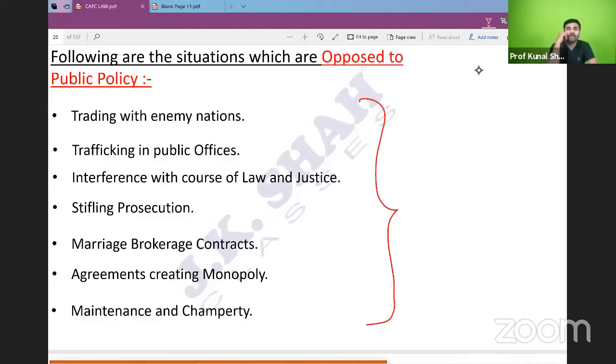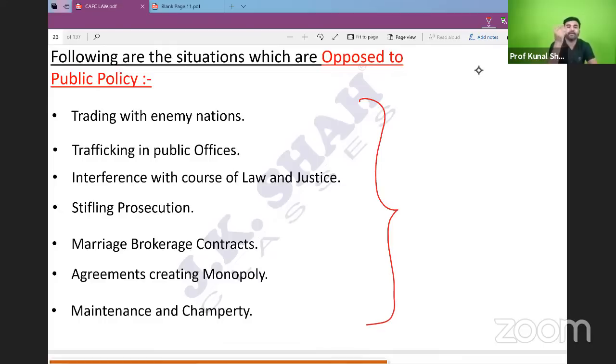Next, trafficking in public offices. Whenever you provide some kind of bribe at public offices in order to get your work done, then in that case, the agreement between you and the officer to whom you have provided that bribe is considered opposed to public policies. And sorry to say, there cannot be a valid contract between you and that officer.